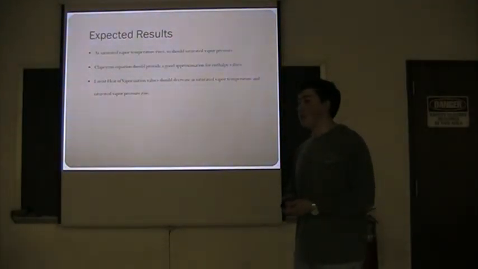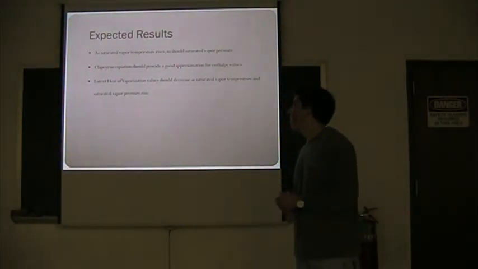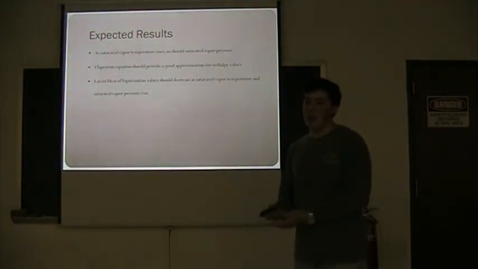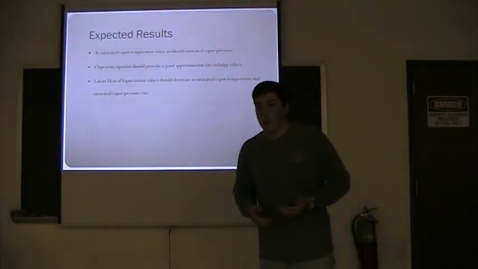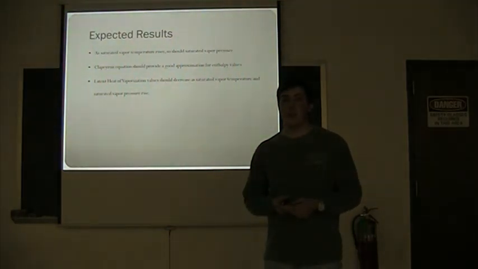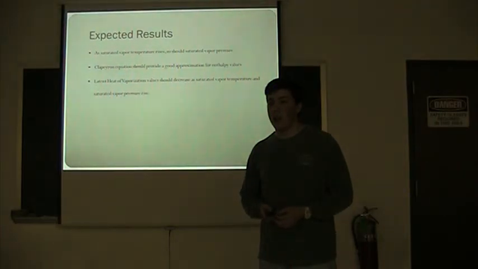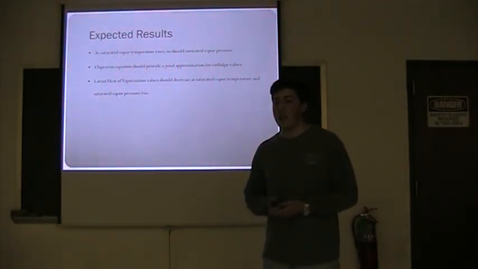For our expected results, as the saturated vapor temperature rises, we're also going to have our saturated vapor pressure rise. The Clapeyron equation should provide a good enough approximation for our enthalpy values, and the latent heat of vaporization should decrease as our saturated vapor temperature and saturated vapor pressure rise. So, any questions?